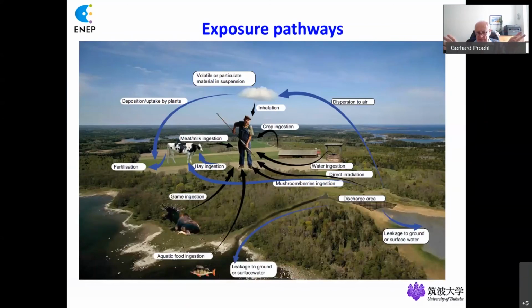Here you see a nice picture of all the exposure pathways. You have the crop ingestion, meat and milk, hay production, also wild animal game production, use of fertilizers, etc. This follows a typical radioecological model, taking into account all the relevant exposure pathways and transfer processes.